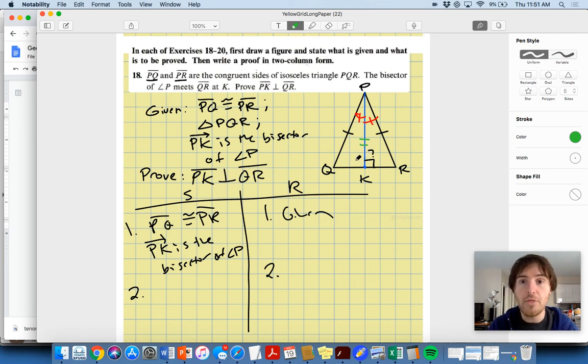And then I'm going to know that those two angles down here are congruent by CPCTC. And then I have adjacent angles: two lines that form congruent adjacent angles must be perpendicular to one another. That's the last thing I'm going to use.